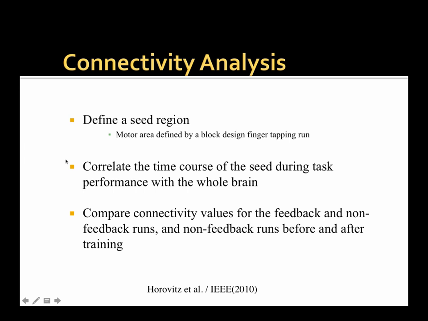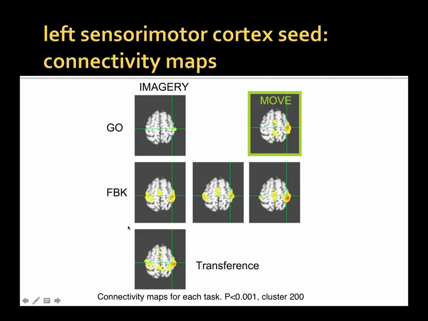So we can, and this is done post hoc, right, with the same data, look at the motor task, and we can define a region of interest, see which area activates during the finger tapping, and then we can do the basic time course correlation of that seed with the whole brain or whatever part of the brain we were collecting data from. And then we can compare the connectivity values the same way that we do with activations for the feedback and no feedback runs and before and after training.